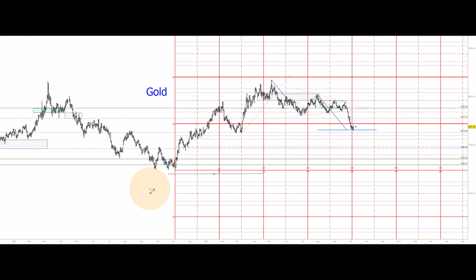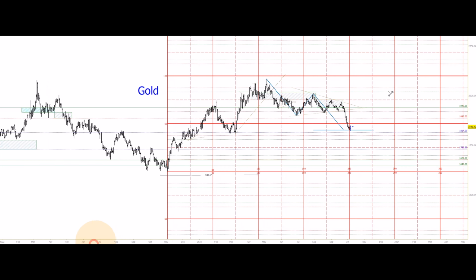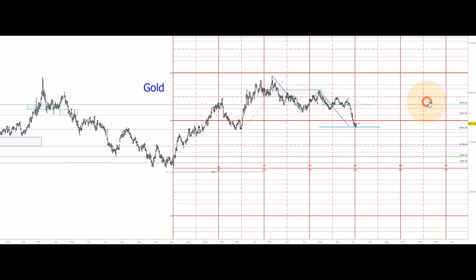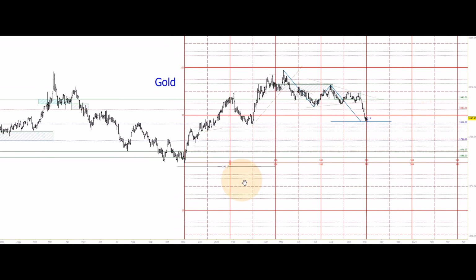Next, we have gold. Very interesting gold, and it's behaving very well. I changed the thing to a 60 count.